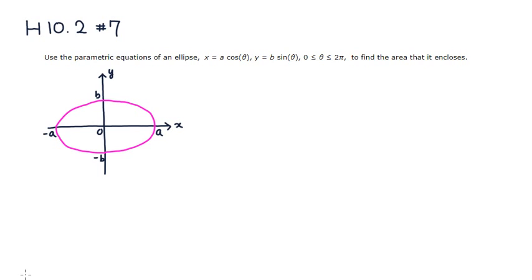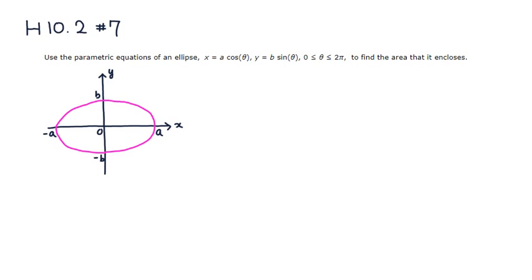All right, let's look at homework 10.2, problem number 7. We want to find the area of this given ellipse. The parametric equation is x equals a cosine of theta, y equals b sine of theta. So the ellipse looks like this, right? The x-intercepts are negative a and positive a, and the y-intercepts are negative b and positive b.